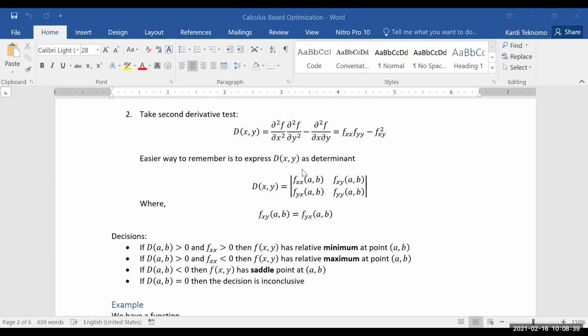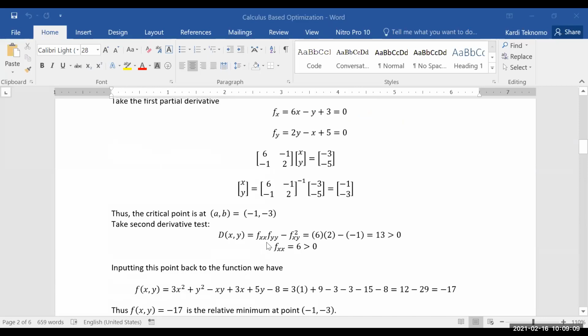From where does this come? This comes from the determinant. So, meaning you need to put the second derivatives xx, xy, yx, yy into a matrix, and then you get the determinant, you will get the second derivative test. Okay, so fxx, how do you get the fxx? From the fx, you take the first derivative of fx. Remember, fx is 6x minus y plus 3 equals 0, right? So you take the derivative of 6x minus y plus 3 with respect to x. What is the value? 6. Correct. So that is the one that goes there, 6.